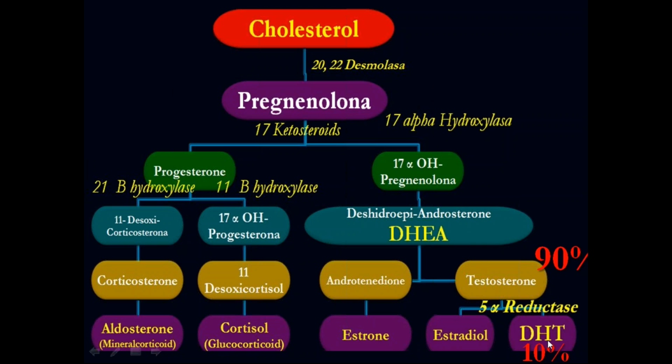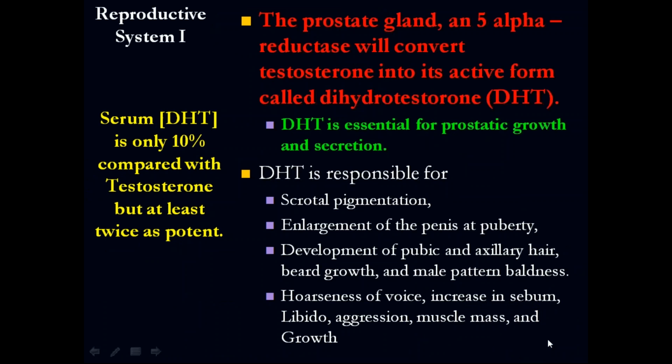For example, at a certain age, men start to have enlargement of the prostate that occurs after 50 years old, and that is one of the reasons. So there are medications that are going to block the DHT. All right, so let's keep going. So serum DHT is the strongest, only 10% compared to the testosterone, but at least is twice as potent as the previous one. The DHT is actually the strongest androgen that we have in the body.